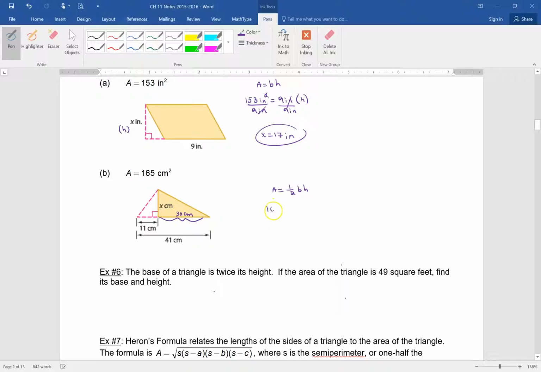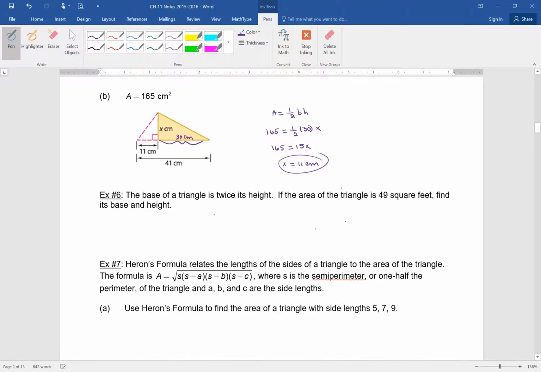That means the area, which is 165, is equal to half times 30 times x. 165 is equal to 15x. You divide by 15, and x is equal to 11 centimeters.